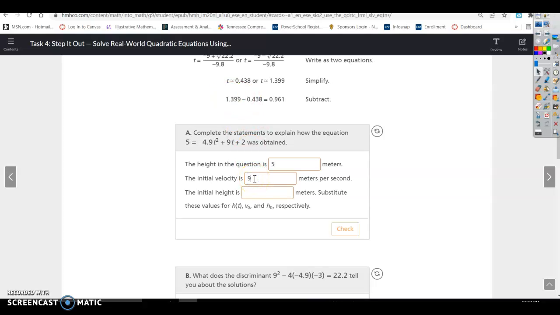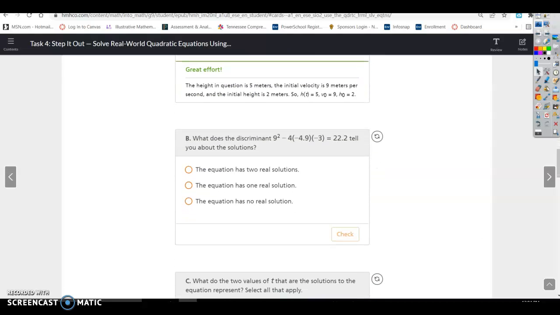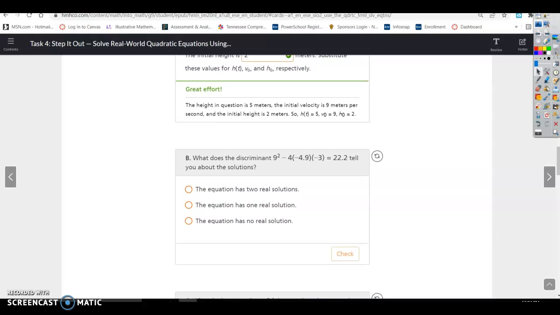So the velocity was 9 and the initial height was 2 meters above the ground. All right, so what does the discriminant tell you about the solution? If I do the discriminant, remember that's b squared minus 4ac, the part underneath the radical, and that equals 22.2.